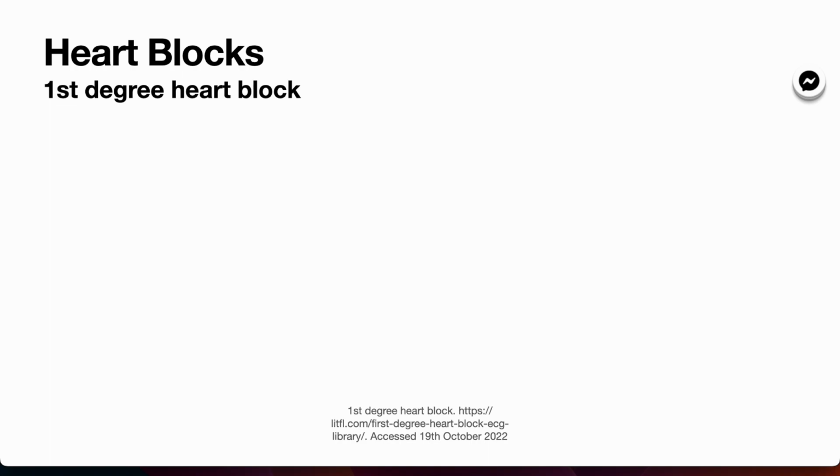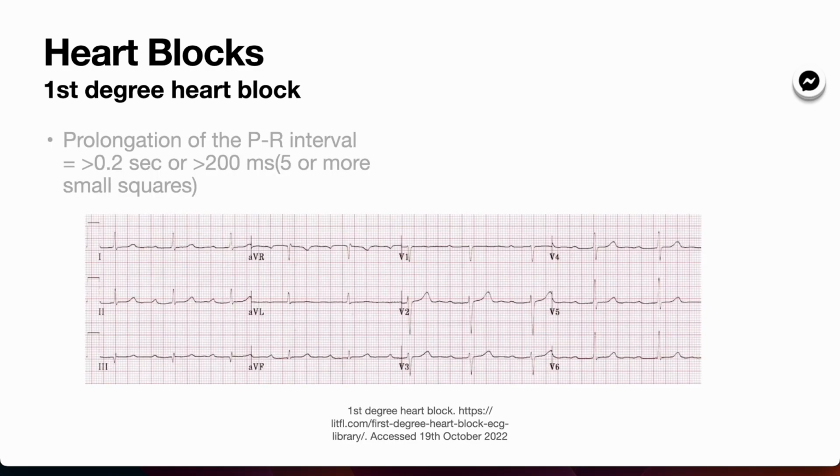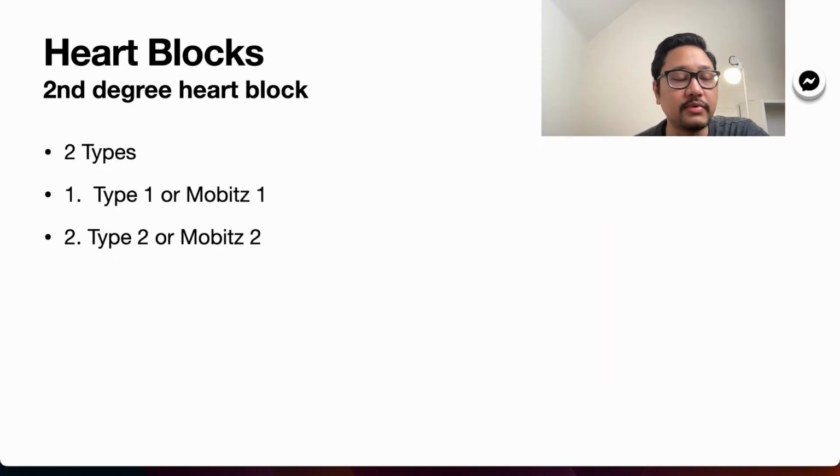So first let's talk about the first degree heart block. This involves prolongation of the PR interval of 0.2 seconds or more, more than 200 milliseconds, which is about 5 or more small squares. As you can see here, the PR interval is quite prolonged. As we mentioned in the first video, the normal PR interval is less than 0.2 seconds, so 0.16 to 0.2 seconds. But in this ECG tracing, we can see that the PR interval is more than 5 small squares, and this is a first degree heart block.